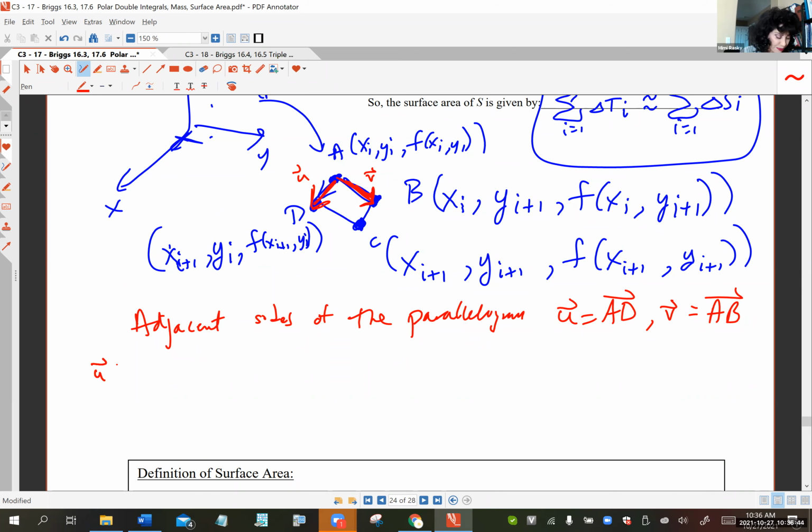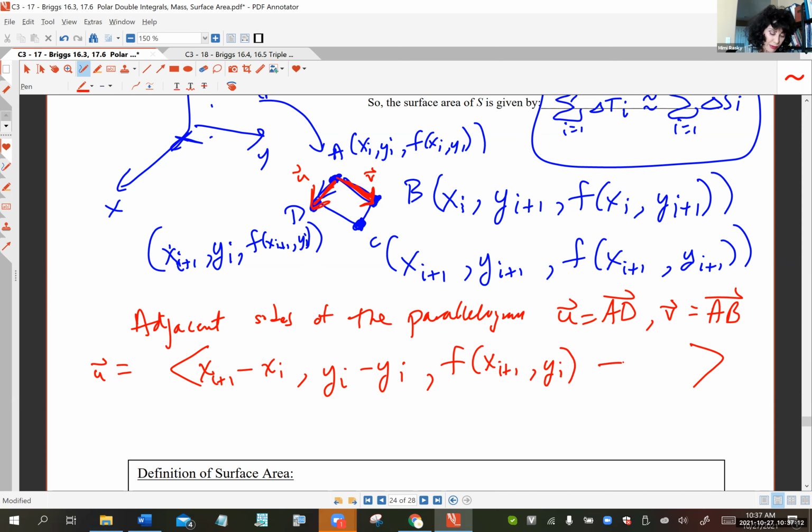So let's get U. How do you do that? Well, terminal minus initial. So if you look at the vector AD here, you're going to take the difference of the x coordinates, x sub i plus 1 minus x sub i, comma. Take the difference of the y coordinates, y sub i minus y sub i. Oh, that's going to be 0. And then take the difference of the z coordinates. You're going to have f evaluated at x sub i plus 1, y sub i minus f evaluated at x sub i, y sub i. Yuck.